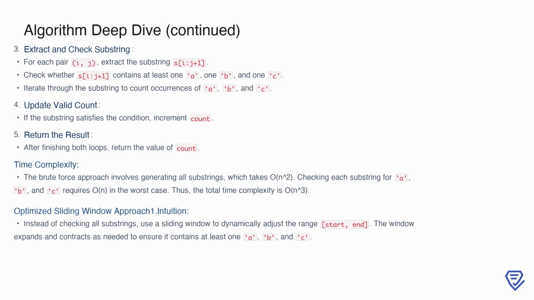However, this approach is not efficient. Generating all substrings takes O(n squared), and checking each substring for the required characters can take O(n), leading to an overall time complexity of O(n cubed). To address this inefficiency, we can use an optimized approach based on the sliding window technique.